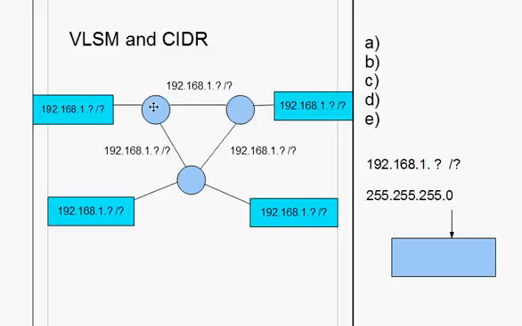Then this top left router has a network connected to another interface, and that's another network over here. Then this router has another interface connected to a network over here. And then the bottom router, if you count all its interfaces, has 1, 2, 3, 4 connections. It has 2 extra connections to a network here and here.